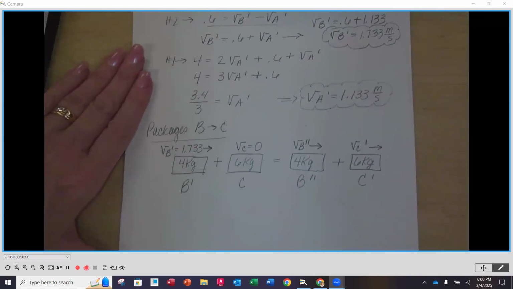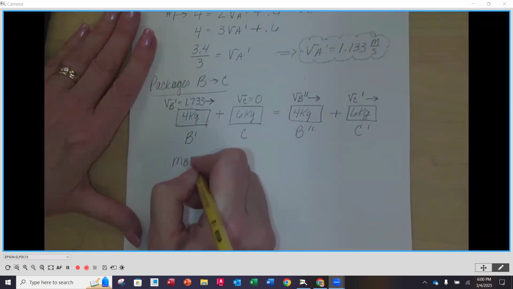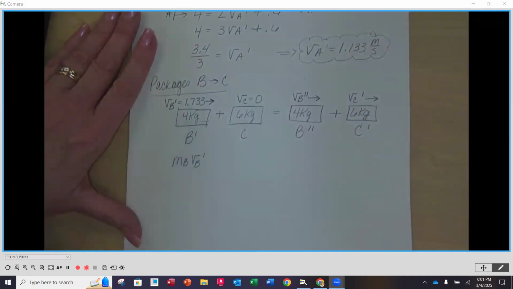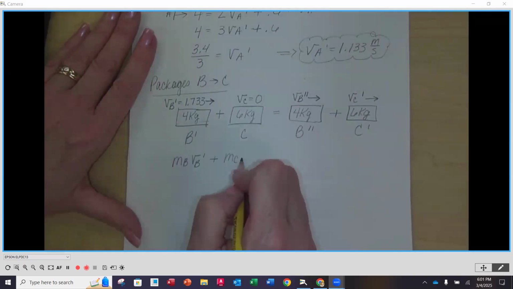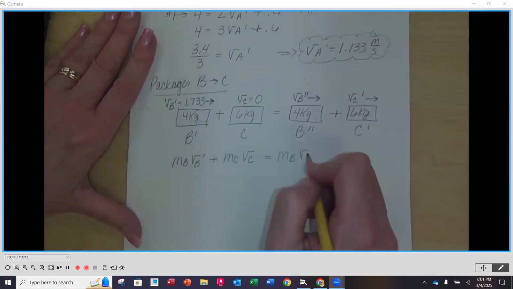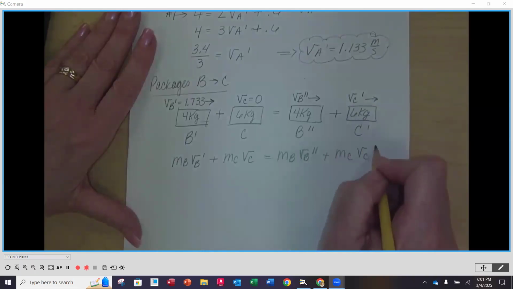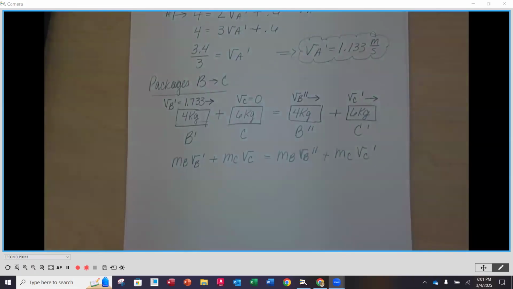Now we're going to use that same conservation of linear momentum. We take the mass of B times velocity B prime, plus the mass of C times velocity C, equal to the mass of B times velocity B prime prime plus the mass of C times velocity C prime. Does everybody understand the difference between the single and the double primes in this case? It's the progression. B was involved in the first collision, and now it's also involved in the second collision, so it gets an extra prime each time it gets hit.